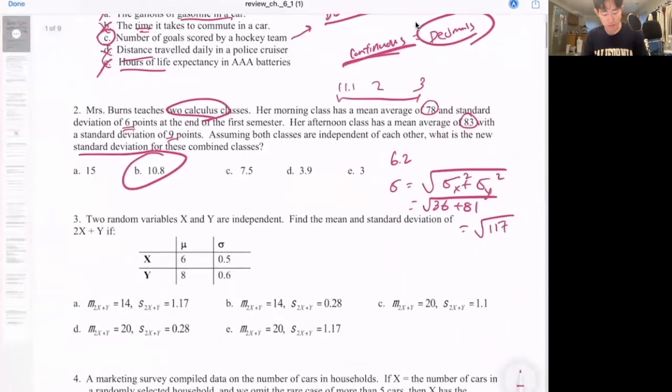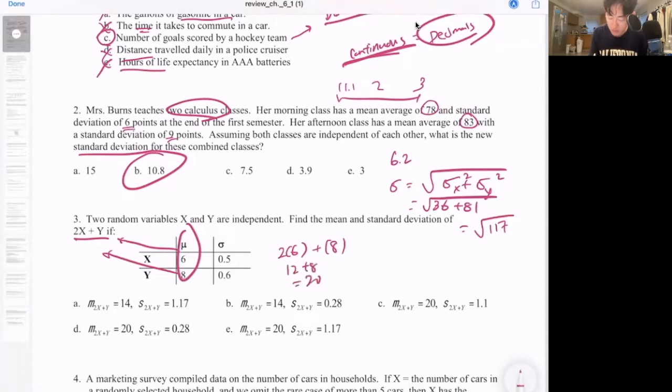Number 3, 2X plus Y. Let's just talk about the mean first of all. When we do 2X plus Y, we're simply going to add those two things up. If I multiply the first mean by 2, I'm going to do 2 times 6, and then the mean of Y simply stays as 8. So it's 12 plus 8, which is 20. So the mean has to be 20 here, which means it's going to be C, D, or E.